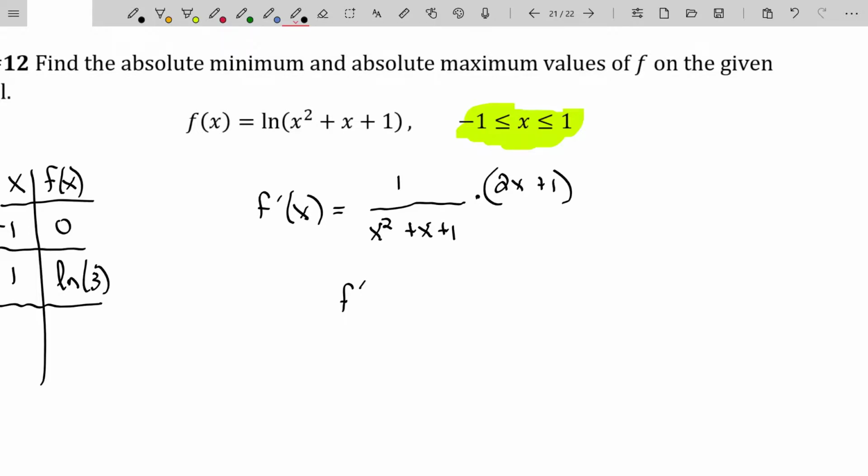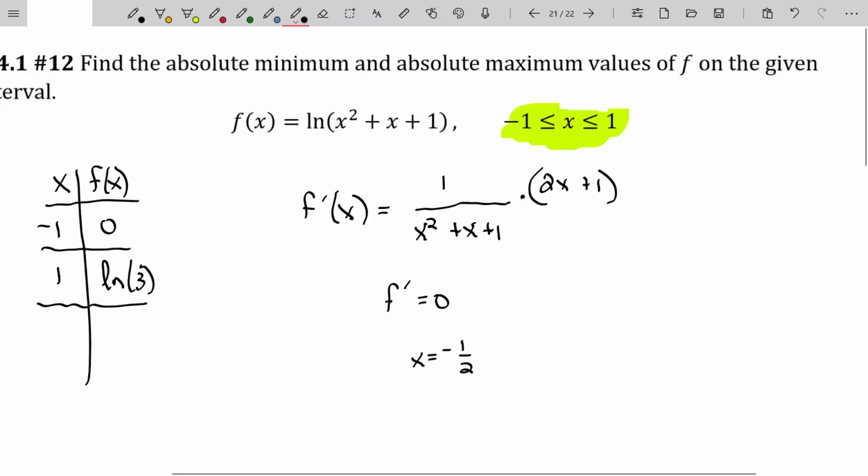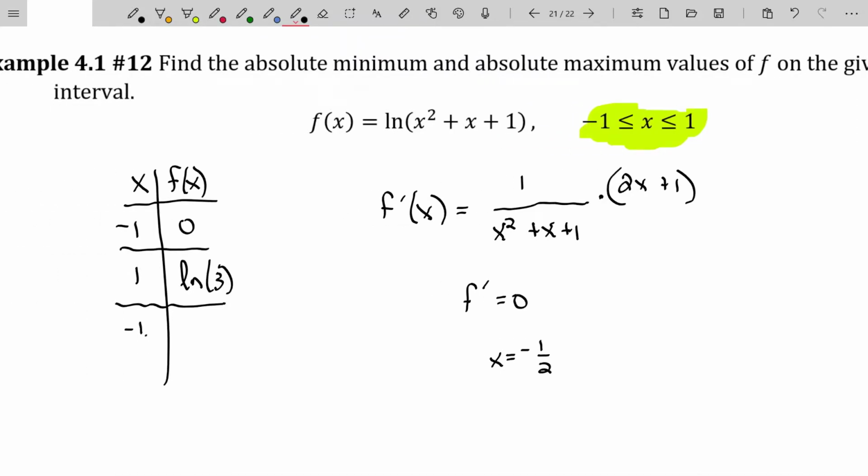And then I'm going to go ahead and set the derivative equal to 0. And that just means x is a negative 1/2. So that's within my domain. So I'll need to evaluate this at negative 1/2. That would be 1/4 minus 1/2 plus 1, which is 3/4, natural log of 3/4. Okay. And of those values, the natural log of 3/4 is actually less than 0, so that's the absolute minimum. The natural log of 3 is actually greater than 0, so that's the absolute maximum. There you go. I don't need a calculator for that either.